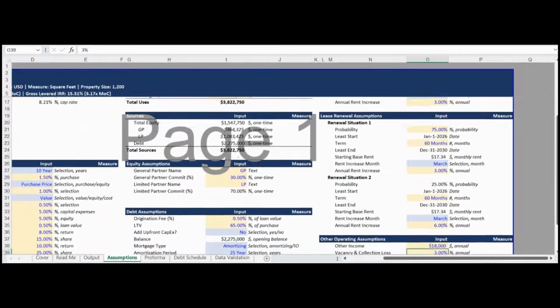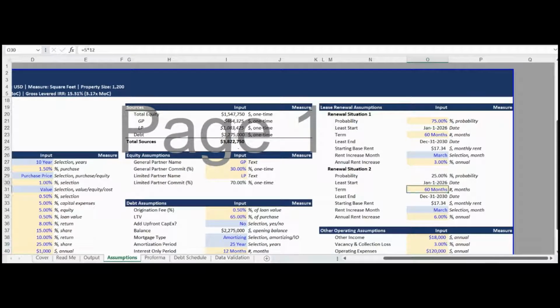The next section is for lease turnover assumptions when the upfront lease expires. The model has two renewal situations, which can be viewed as the first situation being the current tenant renewing and the second situation being the upfront tenant turning over and a new lease needing to be executed. Assumptions include the probability of renewal and turnover, the term of the lease, the month of rent increase, and the annual rent increase.